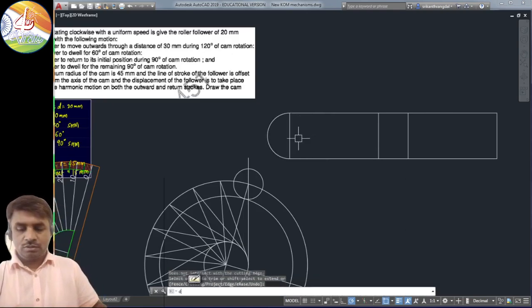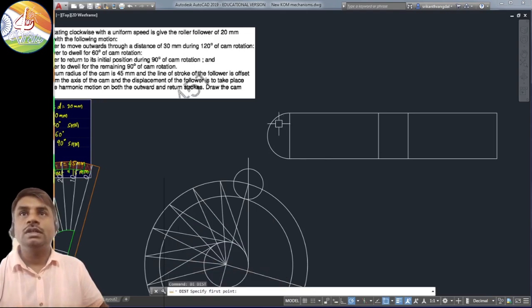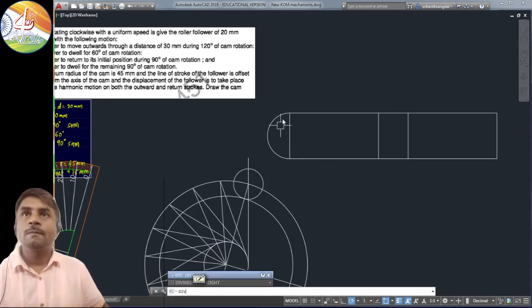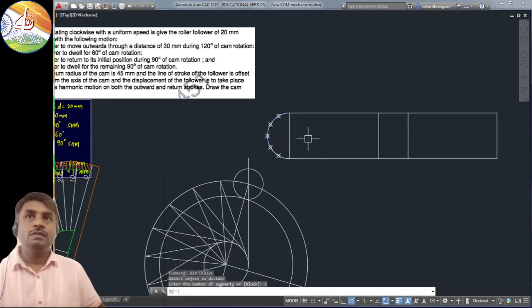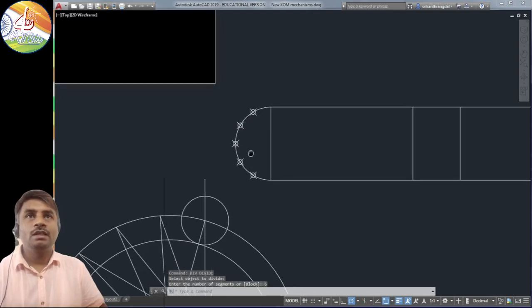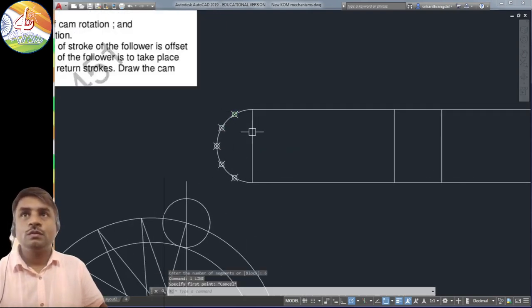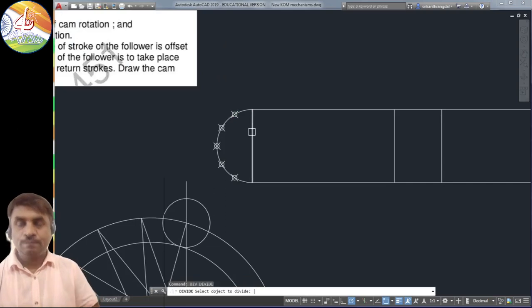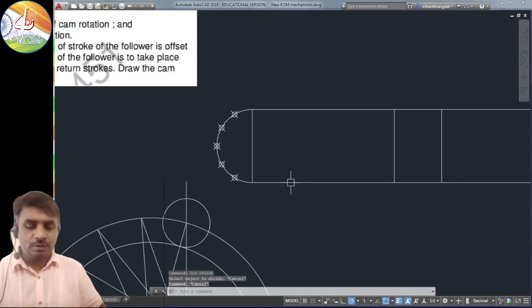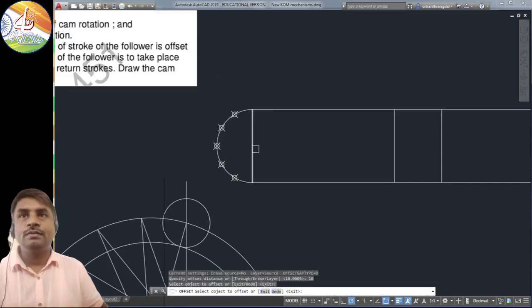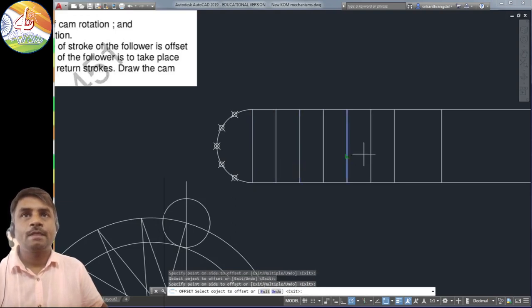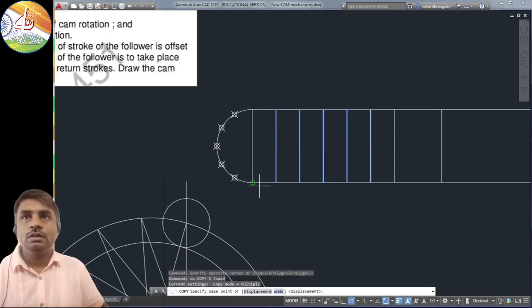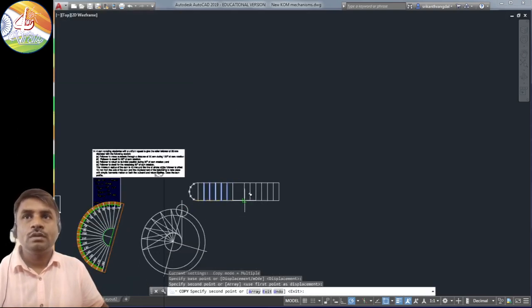Okay, so let's divide this circle again into 6 equal parts. And of course we need to divide this line as well into 6 parts. So we just get 10 mm of offset. Let me continue to take it, and the same I need to do over there. So let me just copy them.